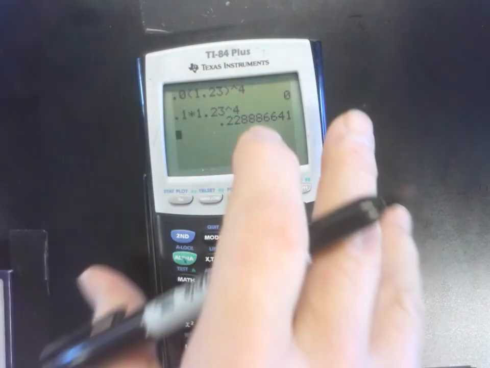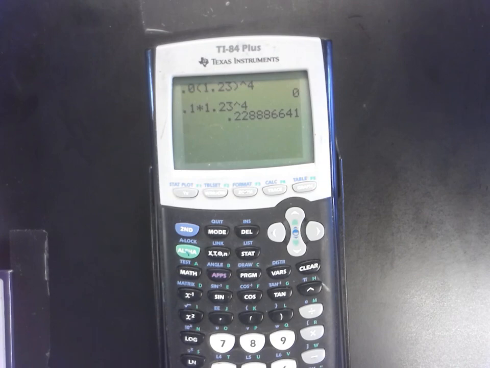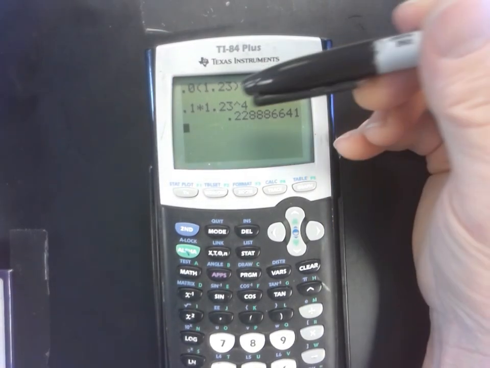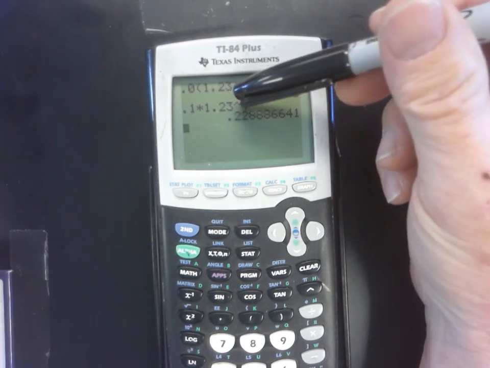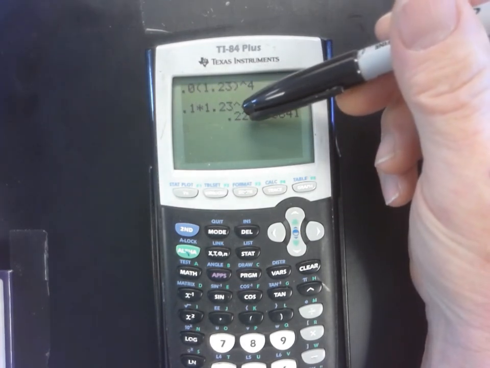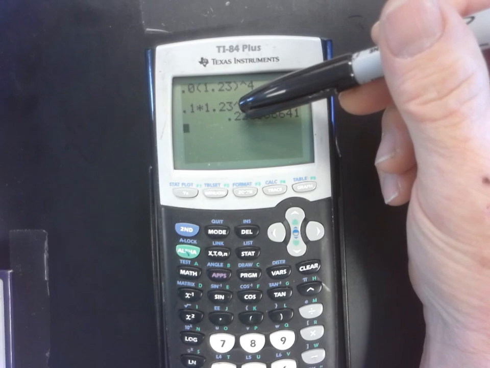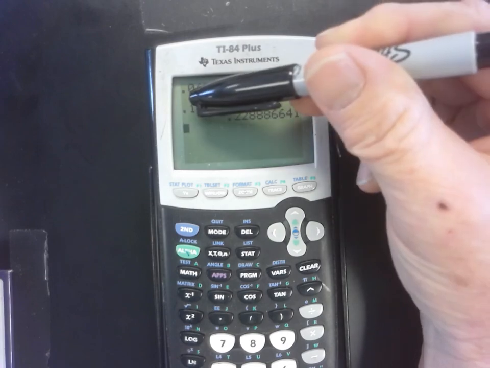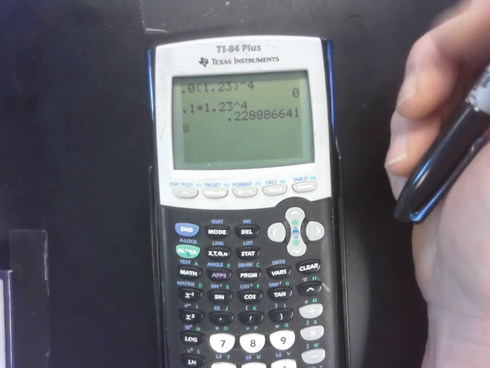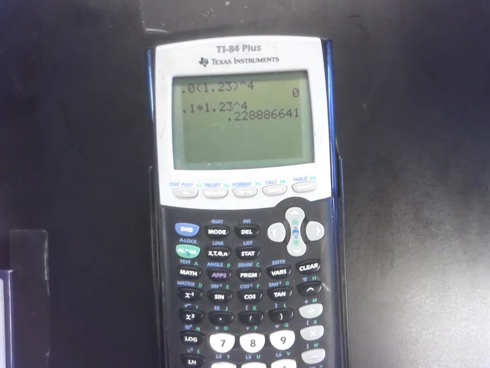And when I type it in the way I have it, it's 0.1 times 1.23 to the fourth power. Calculator is gonna raise 1.23 to the fourth power first. Exponents first, then multiply, right? So after 4 weeks, it weighs a whopping point. You guys want to round that off for me? Okay, 0.23. I'll agree.